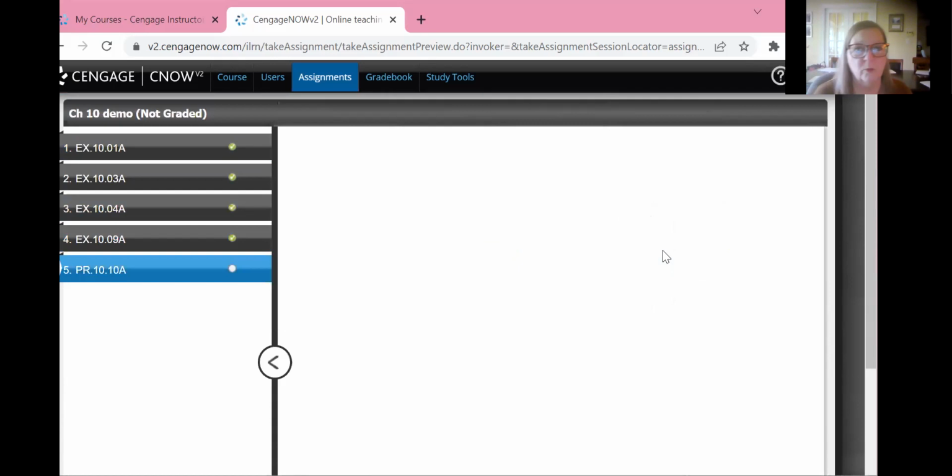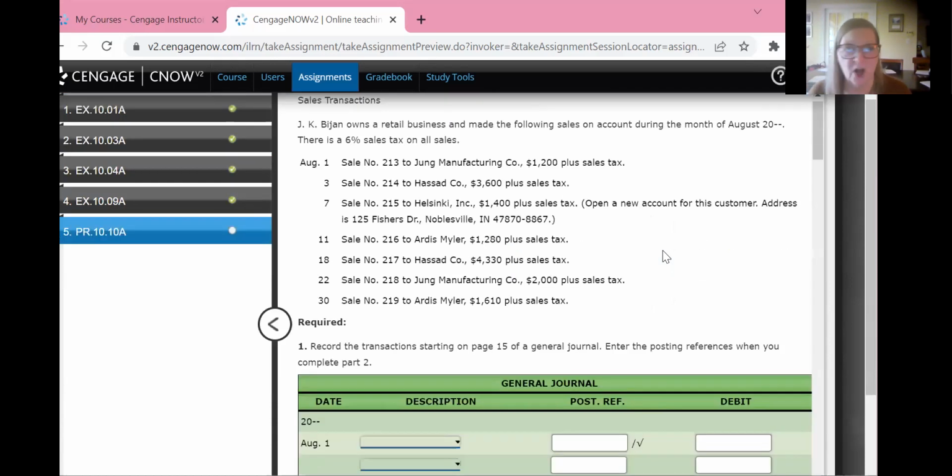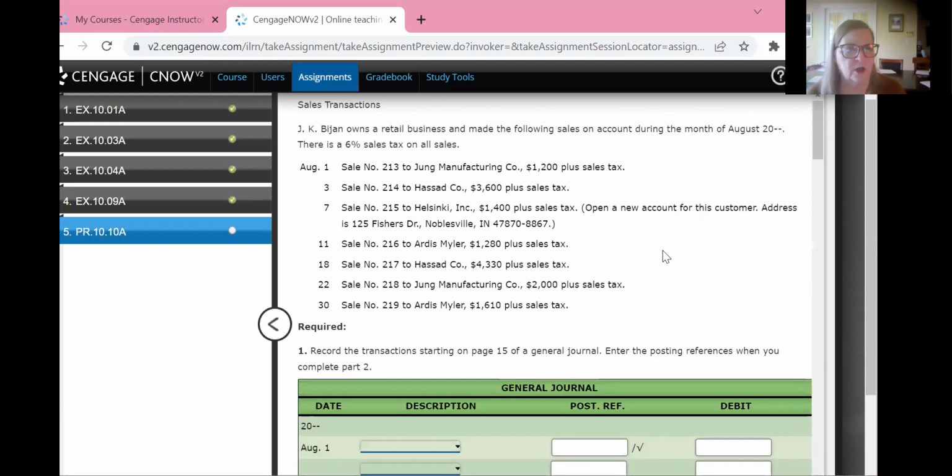Now, I have one more problem. This was the big one. It's not hard. It's just cumbersome because there are so many different places you have to put things, but not hard. So let's just do it. What we've got on this one is we're going to record in the general journal and then post to the general ledger and then post to the subsidiary ledger the accounts receivable balances of all these transactions.